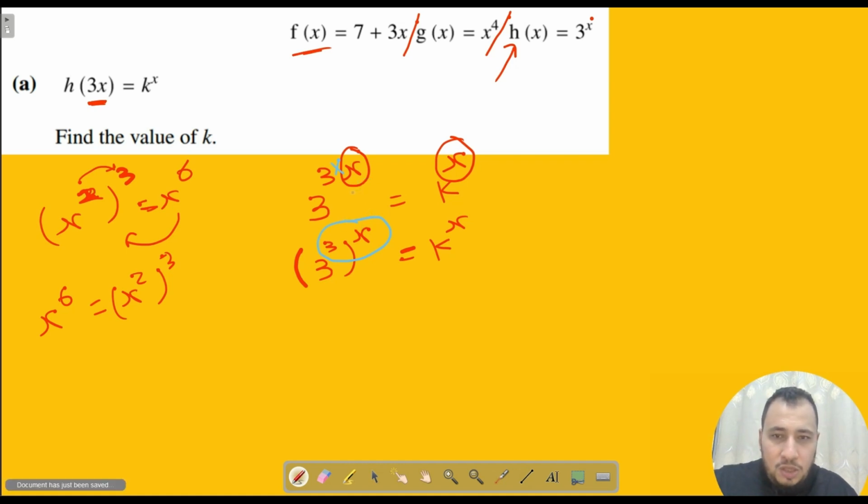Okay? So now 3 power of 3 all to the power of x equals k to the power of x also, which means 3 power of 3 equals k, because x equals x. So k equals 3 power of 3, which is 27. And this is the final answer of this question.